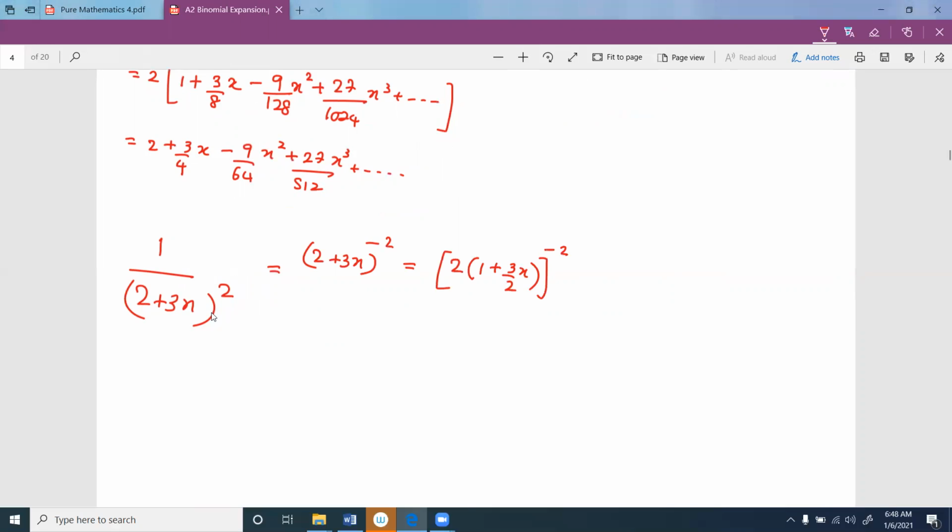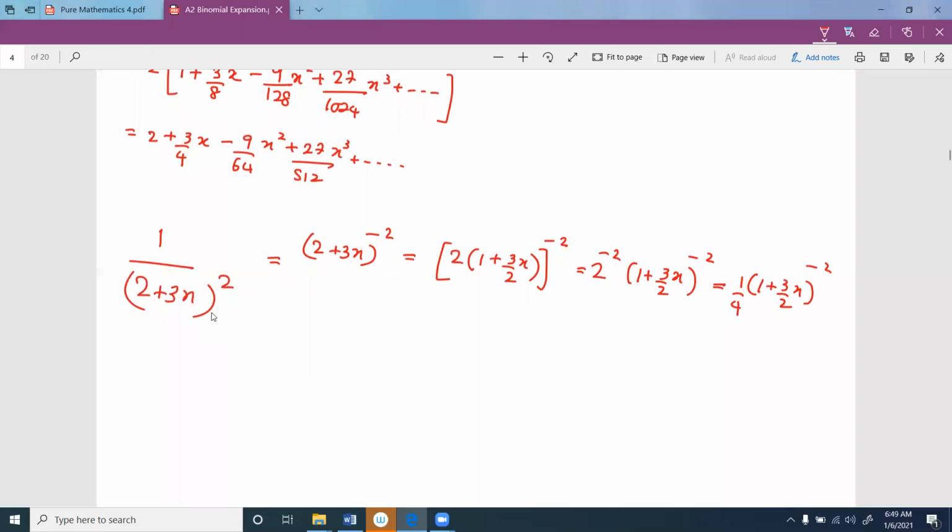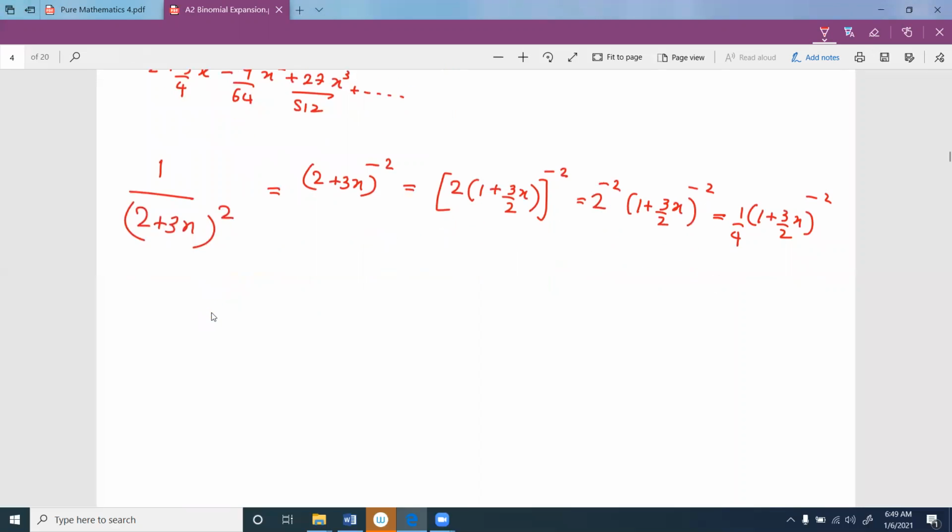This is pretty simple. Then this is equal to 2 to the power minus 2 times (1 plus 3 over 2 x) to the power minus 2. So we know that 2 to the power minus 2 is how much? Just to calculate and see, it's 1 over 4, times (1 plus 3 over 2 x) to the power minus 2. Then simply you can apply the universal binomial expansion for this part, keeping 1 over 4 out.